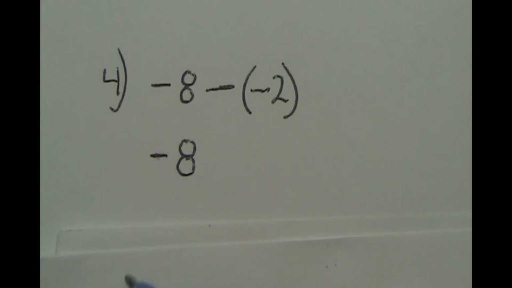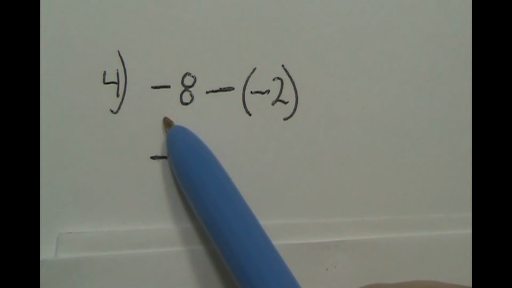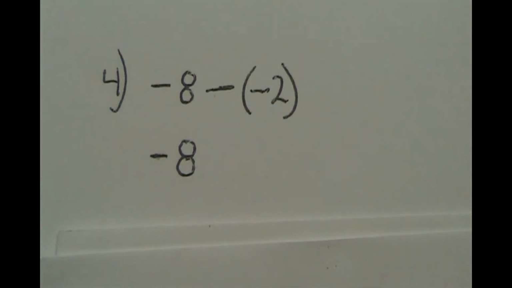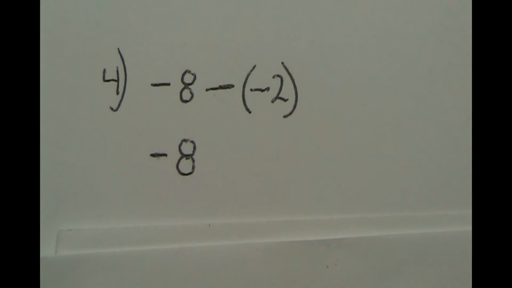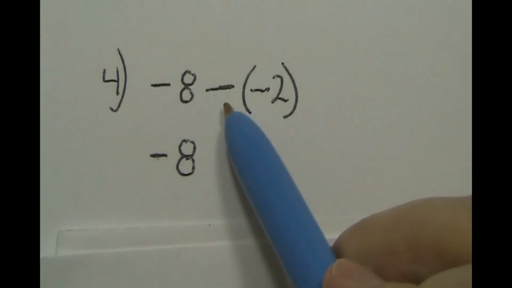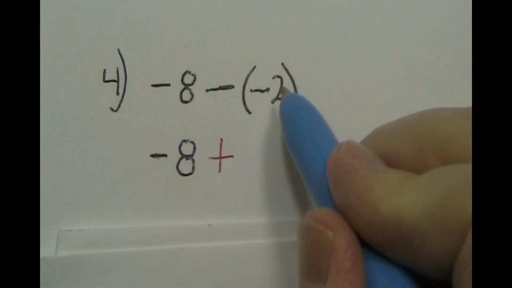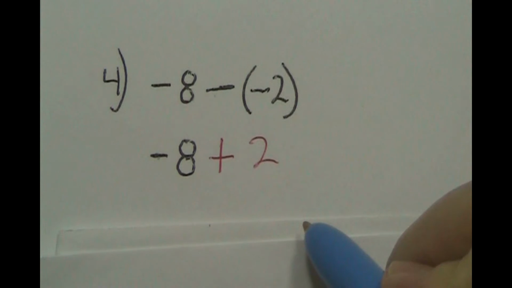Number 4. Okay, we're starting off with 8 negatives, but we're going to take away 2 negatives. 8 negatives, take away 2 negatives. But we're going to make this into an adding problem. So we're going to change this to an add, the opposite. The opposite of -2 is +2.